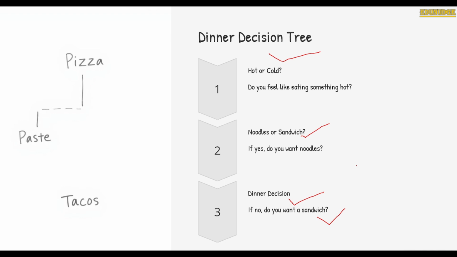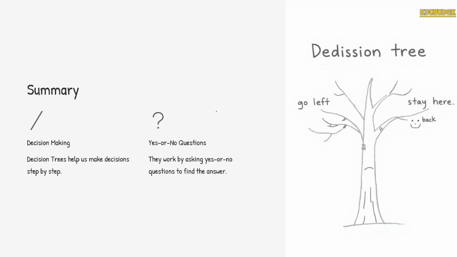And here is how a decision tree helps us make decisions. Decision trees are tools that help us make decisions step by step. They are like asking yes or no questions to get the answer. Whether it's guessing a fruit or picking dinner, they are super helpful.